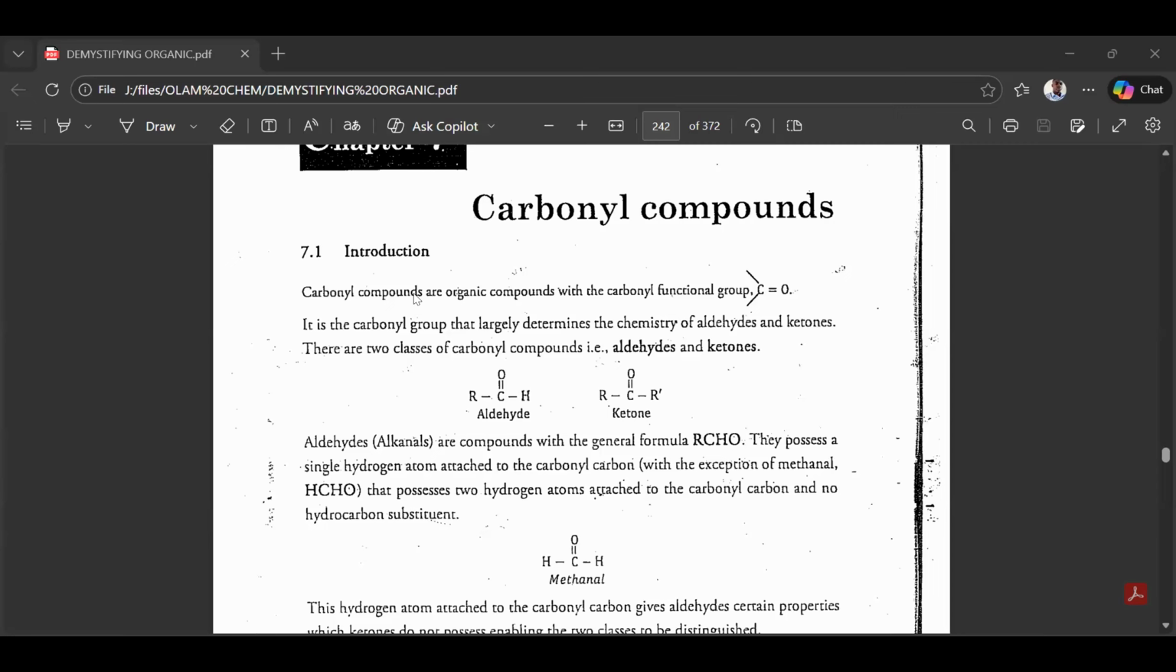Otherwise, we are looking at carbonyl compounds. We need to know what carbonyl compounds are, how they look in the form of their formula, and how best we can write them down. Here we are looking at carbonyl compounds as organic compounds which have got a carbonyl carbon. A carbonyl carbon is a functional group which we talked about.